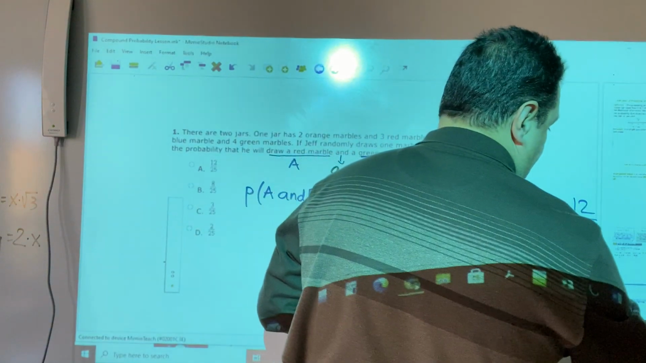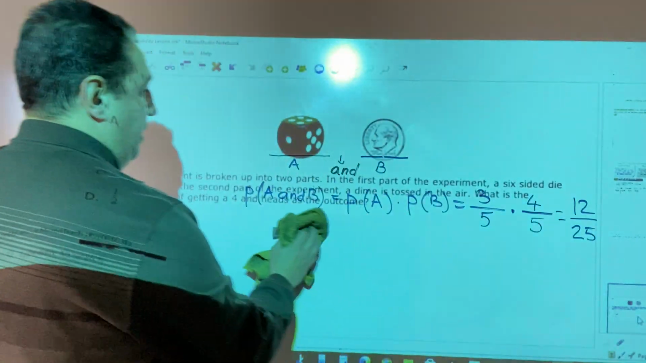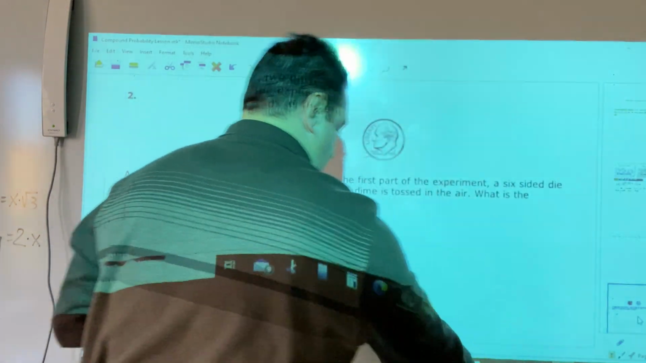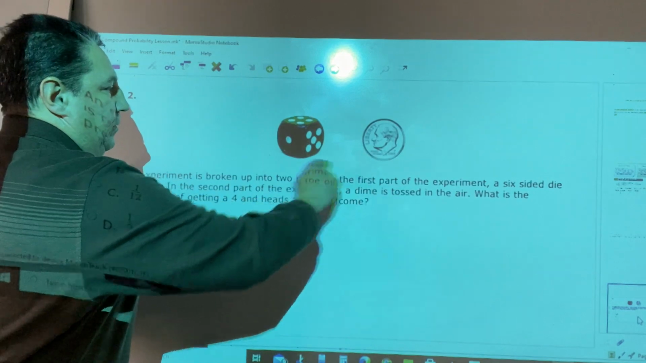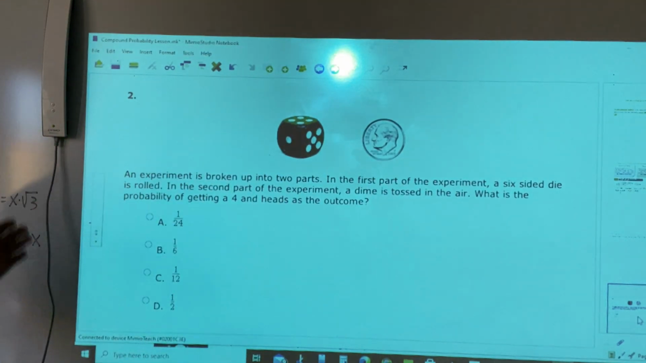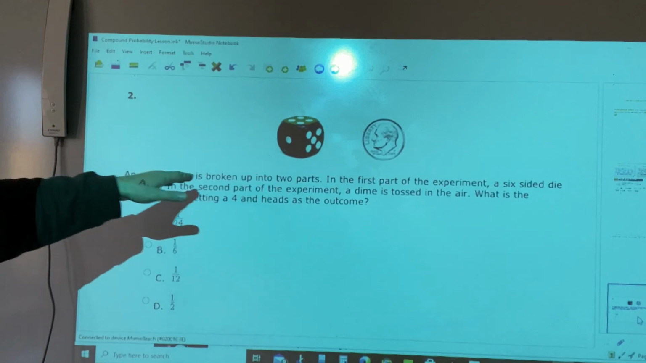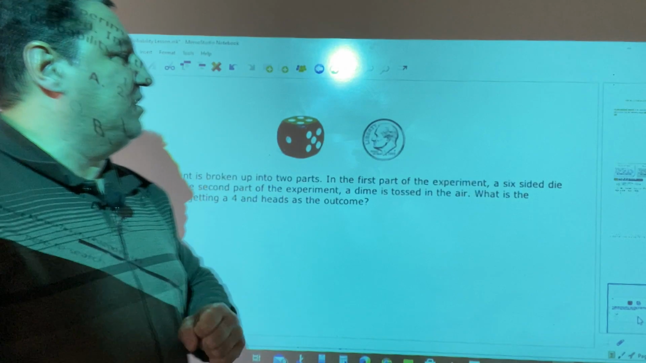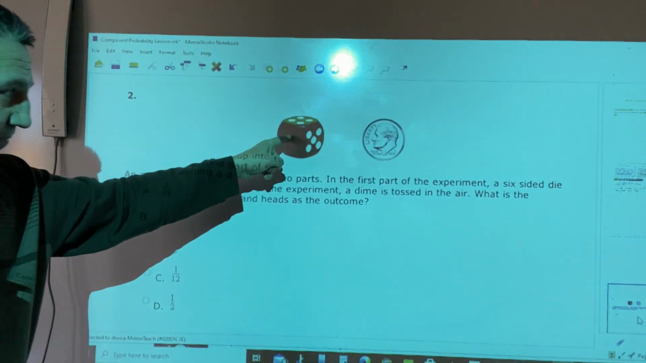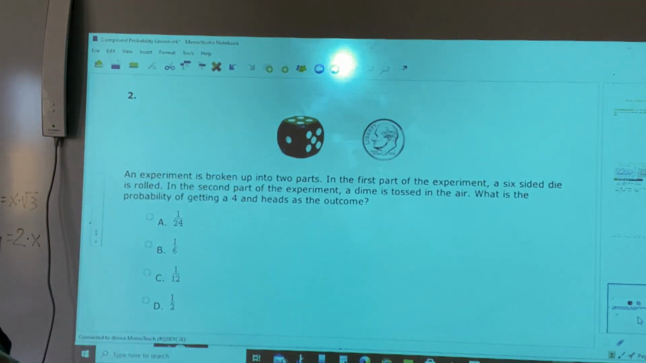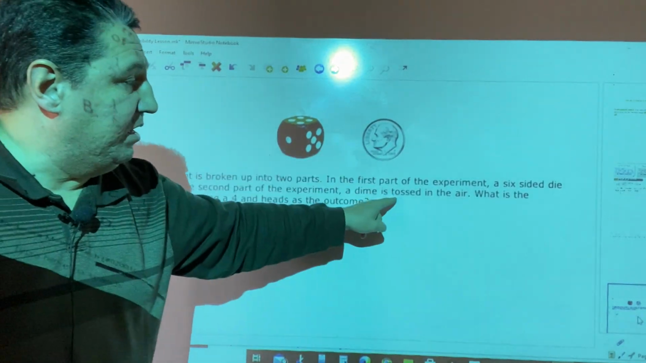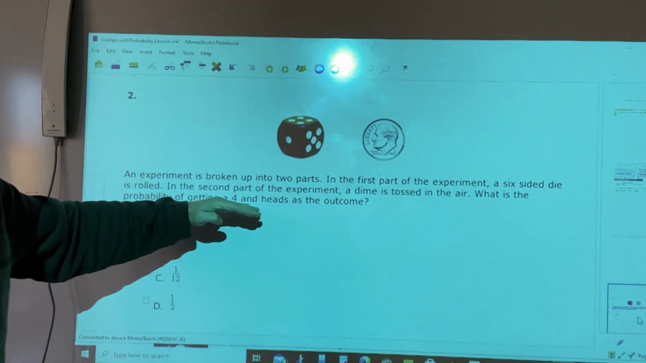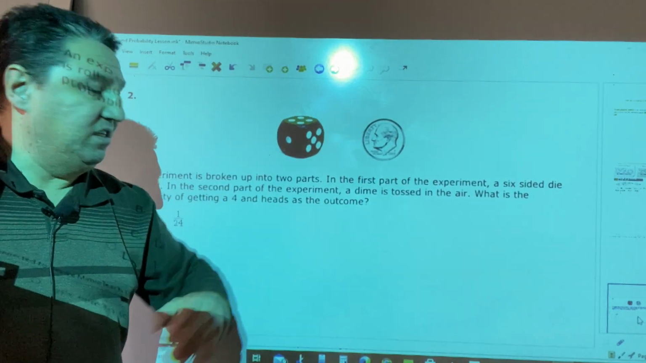Let's have another example. In this example, we have an experiment that is broken up into 2 parts. In the first part of the experiment, a 6-sided die is rolled. In the second part of the experiment, a dime is tossed in the air. What is the probability of getting a 4 and heads as the outcome?